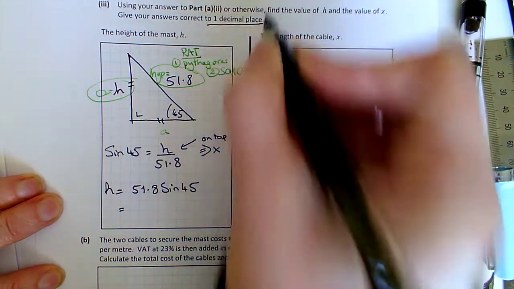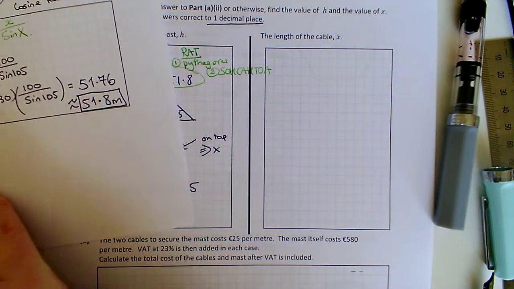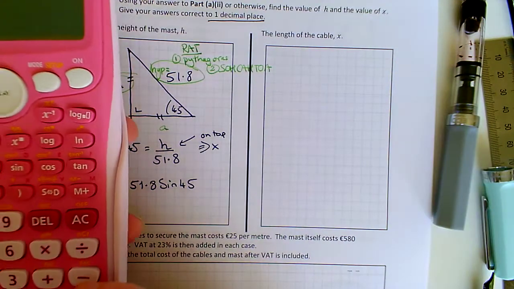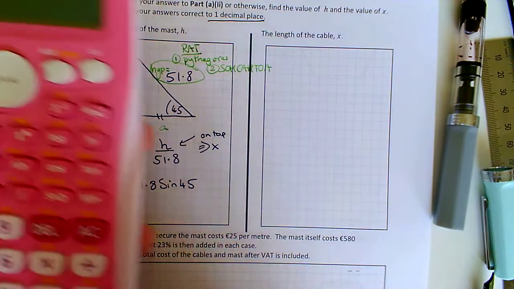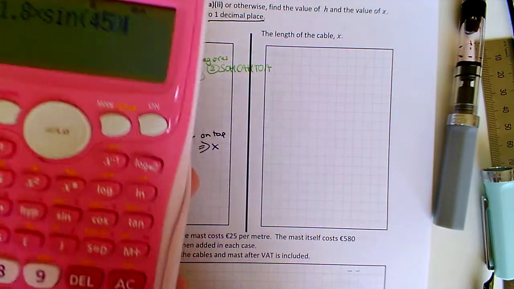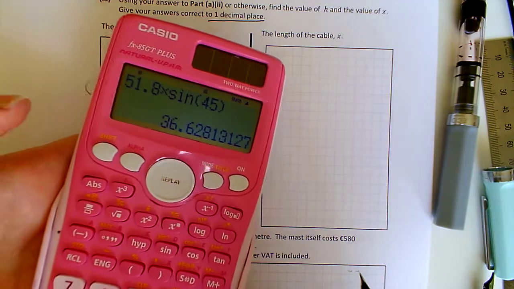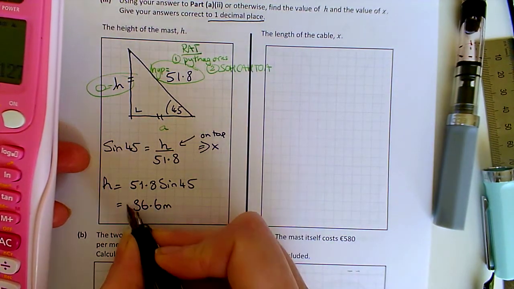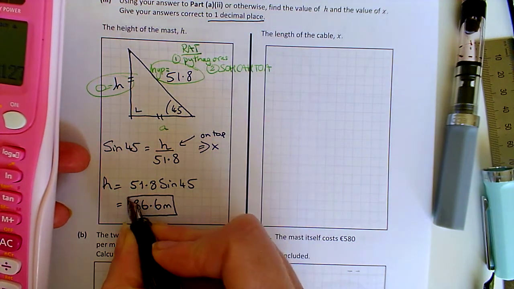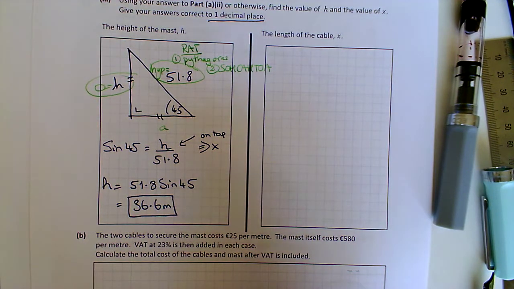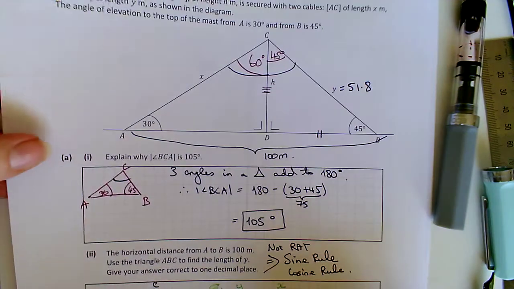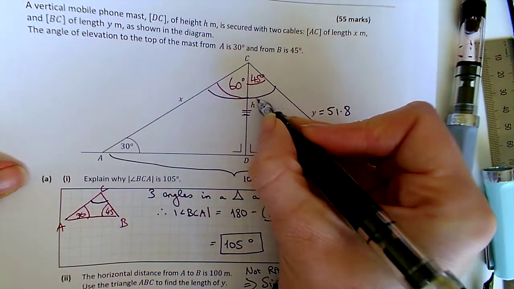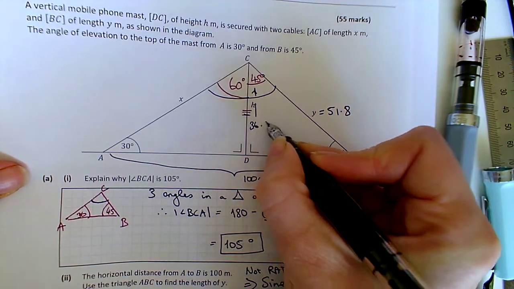And again, they're asking it for one decimal place, and it is meters, which we discovered the last time as well. So 51.8 multiplied by sine of 45, and we get 36.6 meters. Okay, so back here, that's 36.6, and that's 36.6 as well.